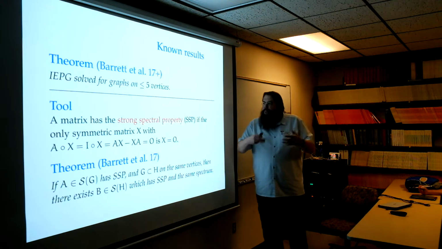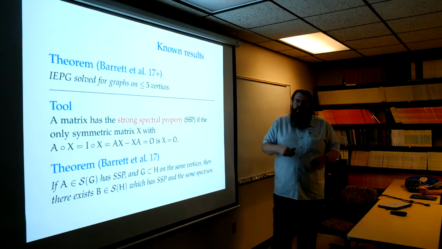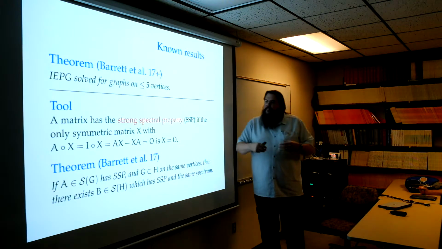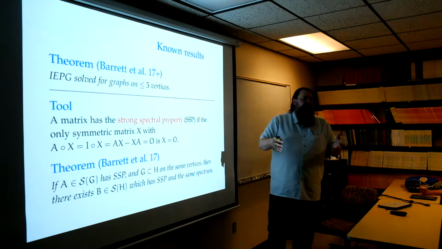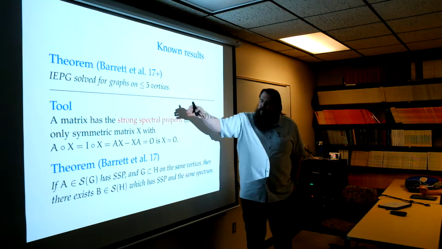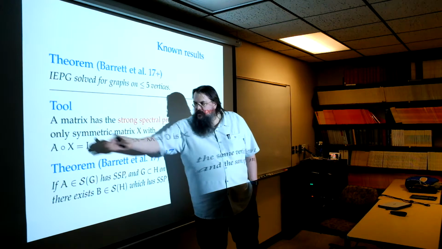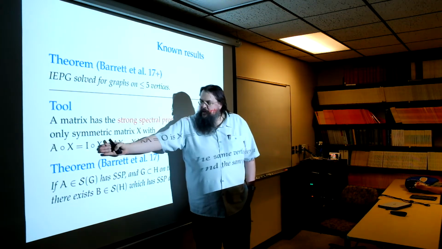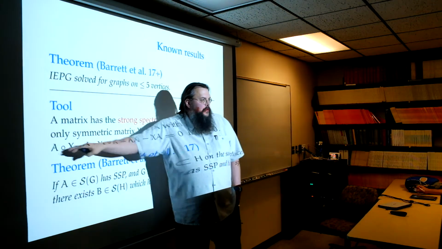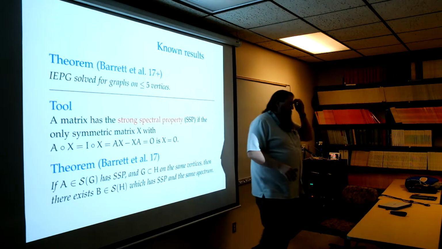Well, the most powerful tool was something called the strong spectral property. And if you're familiar with the strong Arnold property, it's a generalization of that property. And it says the following. Suppose I have a matrix A. So A is fixed. And we say that the matrix A has this property if the only symmetric matrix X, where the entry-wise product with A gives 0, and the entry-wise product of the identity with X gives 0, so this essentially tells me where the zero and nonzero entries are, and AX minus XA is also 0, is X equals 0.